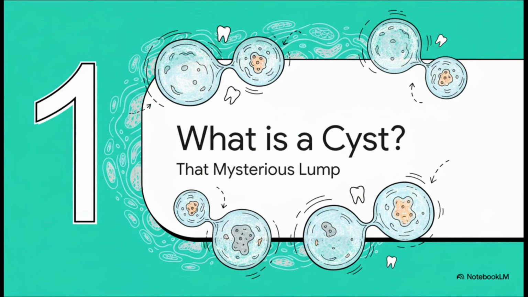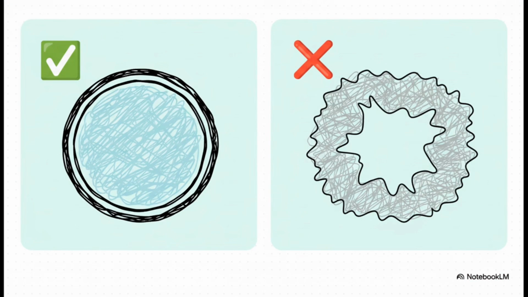Right, so let's get into it. What is this mysterious lump actually made of? I mean, if we're going to understand where it comes from, we first have to understand what it is. Now, this is where it gets interesting, because not all cysts are built the same. They basically fall into two camps. You've got your true cysts, which have this special lining of cells, an epithelium. Think of it like the actual rubber wall of a balloon. Then you have pseudocysts, which are more like just a pocket of fluid without that distinct organized lining.